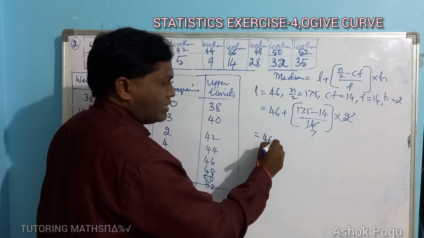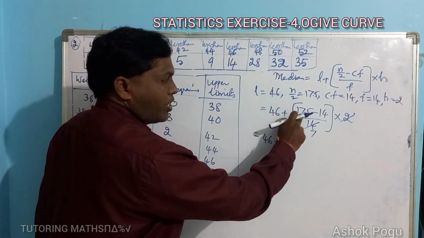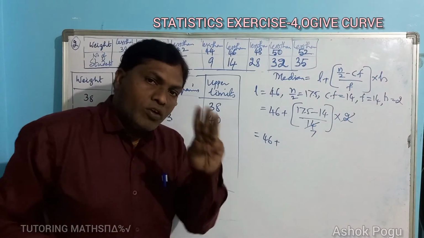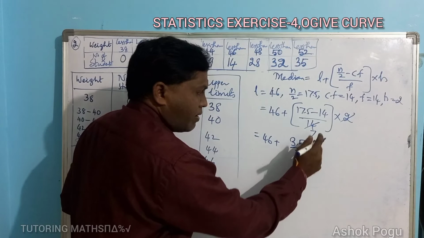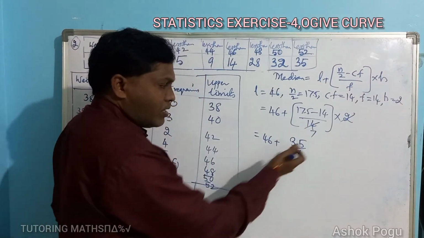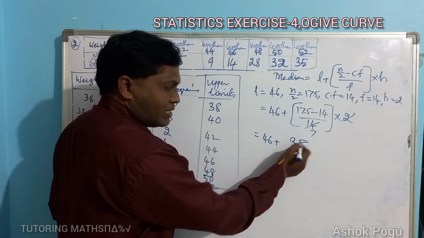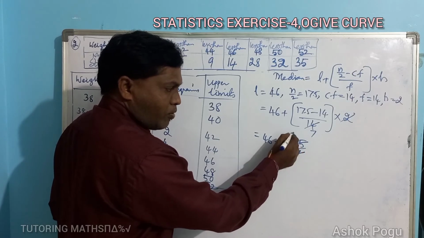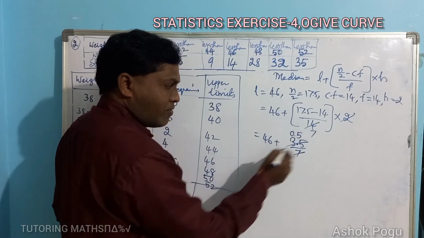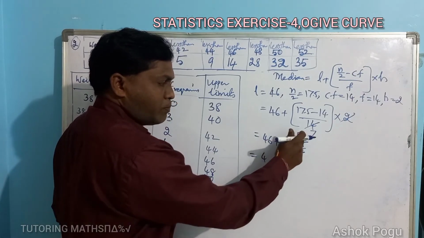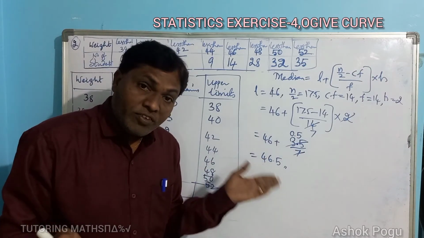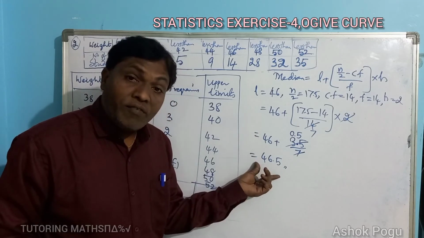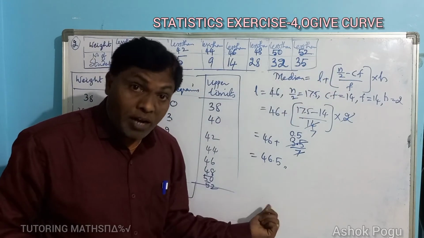Now you get 46 plus 17.5 minus 14, you get 3.5. That is 3.5 by 7. So directly you can cancel. 7 5s are 35, but one decimal point is there. So keep like this. 7 5s are 35. 46 plus 0.5 is 46.5. So this is the median weight of the students that we have got by using the formula.